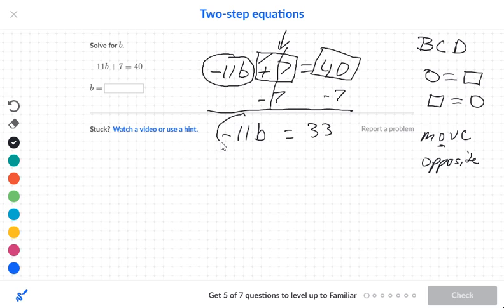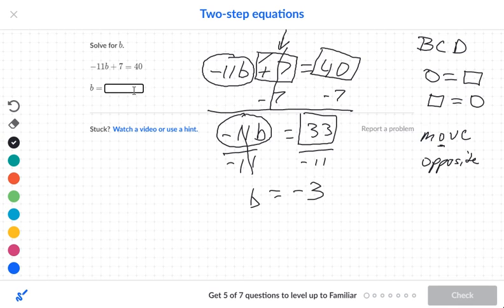Now, if I check this, I have circled the letter, I boxed the numbers, so I do have one single circle and one single box. So what I want to do is divide both sides by negative 11, cross this out, so b is equal to a negative 3. Now, I'm going to type in a negative sign. So this is going to be a negative followed by a 3.